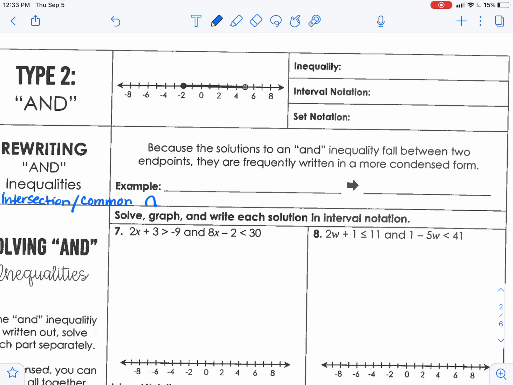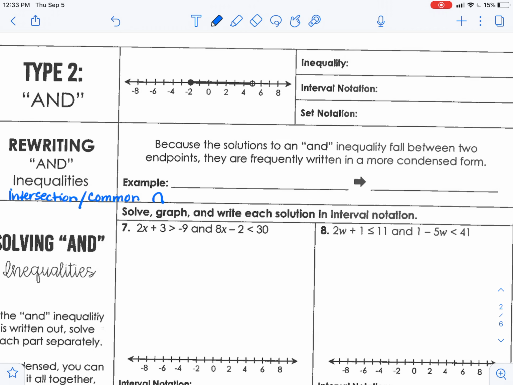So you're going to see a graph that is going to look like the one up above because I'm looking at the intersection of two graphs. So what I originally had here would have been a graph going this way and a graph going this way. And if you look at it, this is all they have in common. That would be your final answer.